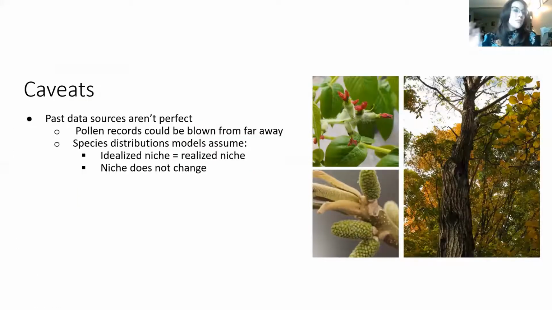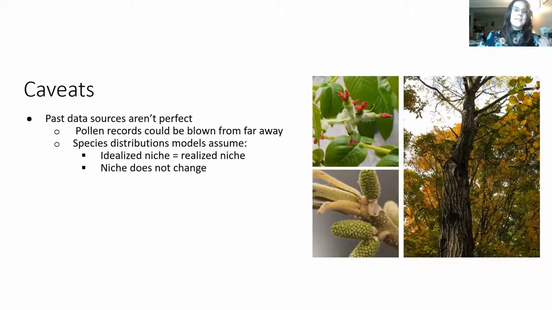So just some caveats about our data sources. Past data is not perfect. Pollen records are not always indicative of organisms or populations living there because they can be blown from anywhere. However, it does give you a general idea of where organisms could have been. Also, in general, species distribution models assume that we are modeling the entire niche of a species and that we're including every data point, which isn't probably the case.